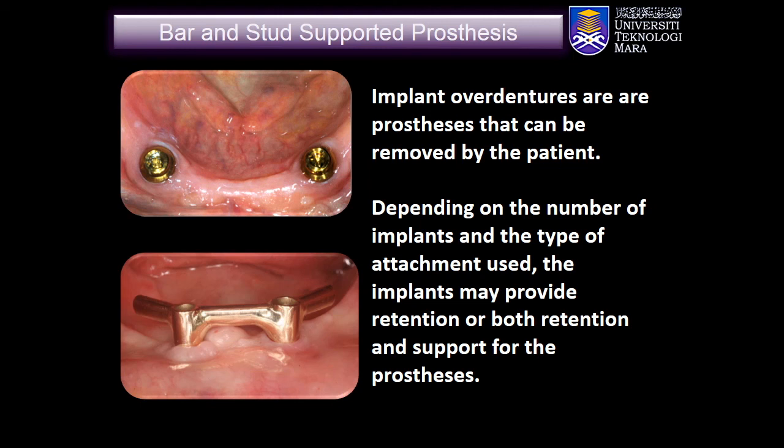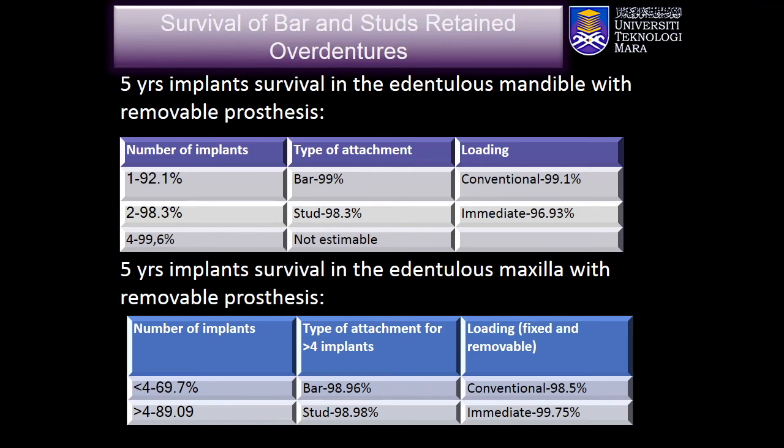This is an advantage when bone remodeling following complete edentulism is mild or moderate. The advantage of a bar type of attachment is that it offers more support to the prosthesis and takes away the support burden from the tissues. The survival of bar versus stud retained overdentures is summarized in this slide. It can be seen that the survival for both types is similar, and therefore the choice is governed by the patient's needs.